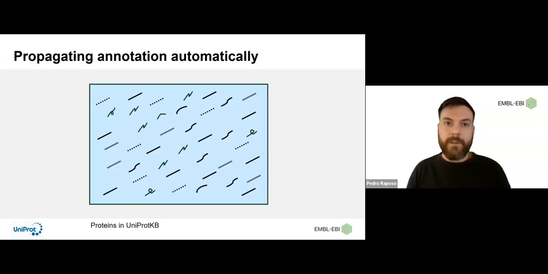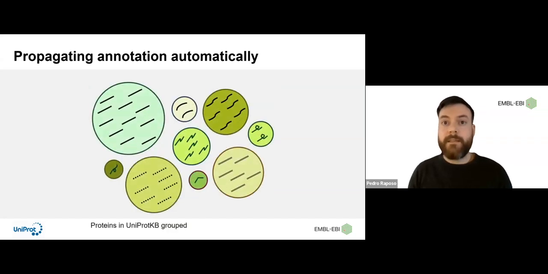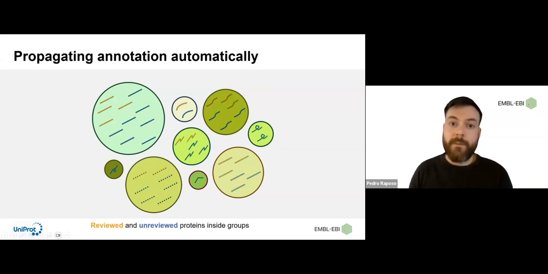So in order to propagate annotation automatically, we can start by thinking of the UniProt Knowledge Base as a space where many different types of proteins exist, covering a variety of proteins coming from different organisms. Firstly, we can group these proteins by how similar they are. And then what we observe is that inside of these groups, we have a mix of proteins, some of them have been reviewed and some of them are unreviewed, color-coded with orange and blue, respectively.